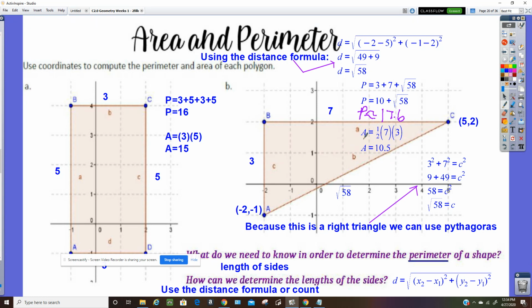So I was looking at the wrong number here. So if I wanted to find the area, it's 10.5. I could count 1, 2, 3, 4, 5, 6 full squares. So I know it's more than 6. It's actually 10.5.